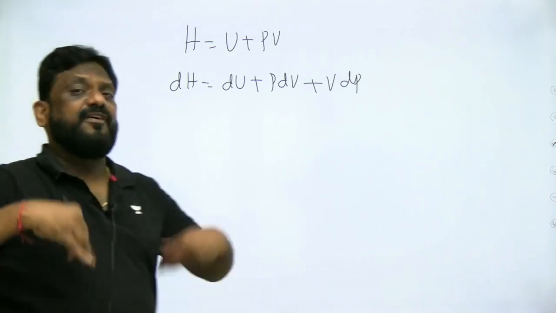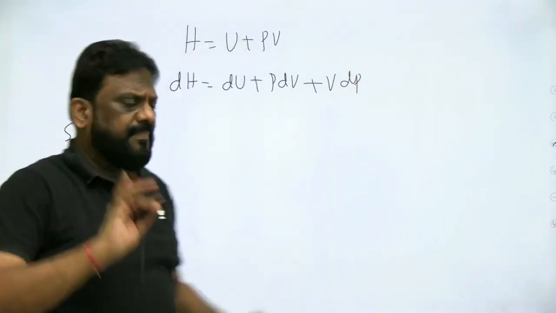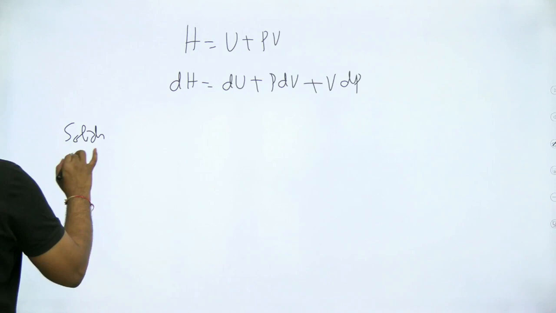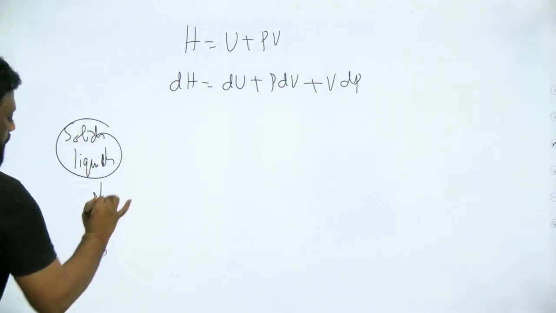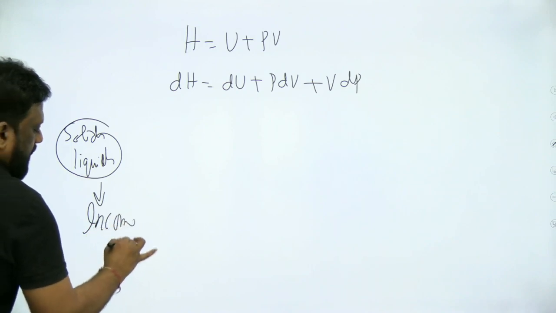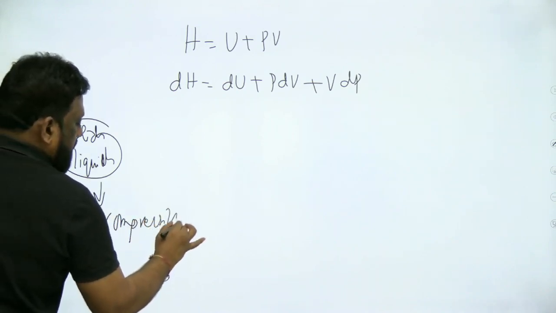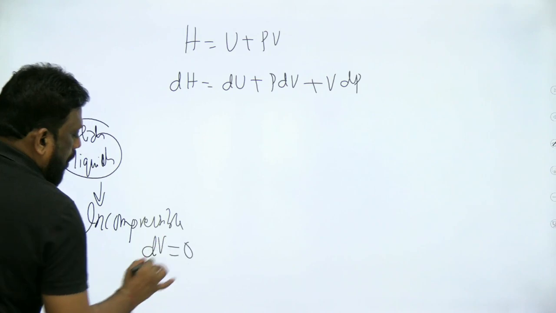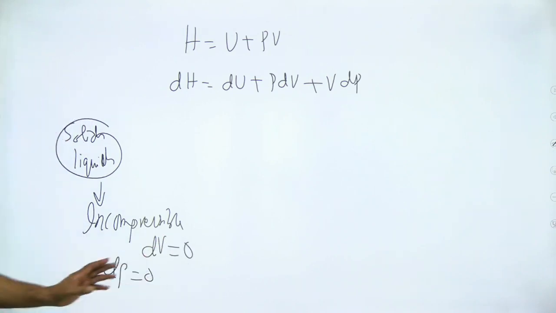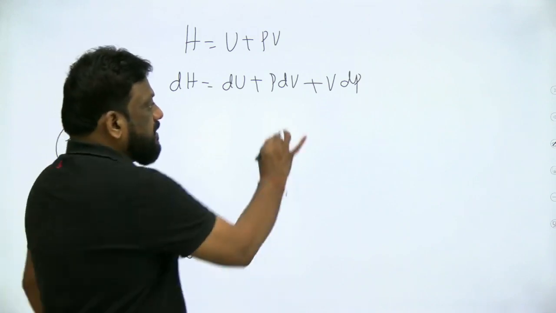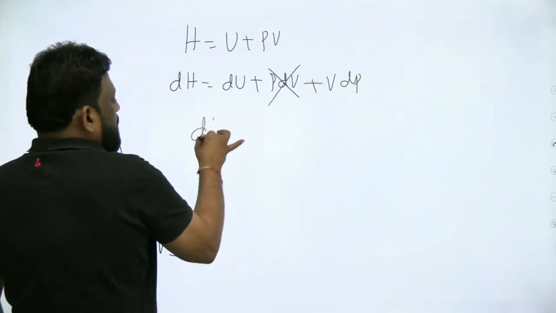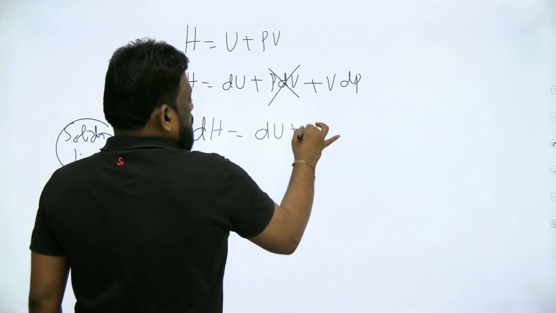I can define this for solids, liquids, fluids, anything. But you know that solids and liquids are generally incompressible. What does incompressible mean? Incompressible means the change in volume is zero, or the change in density is zero. So for solids and liquids, which are incompressible, the change in volume is zero. So dH is equal to dU plus VdP.